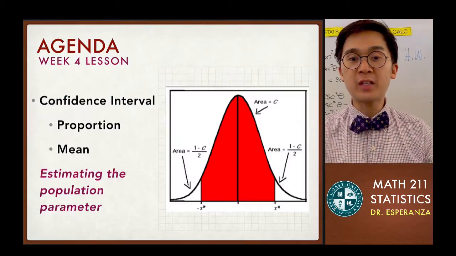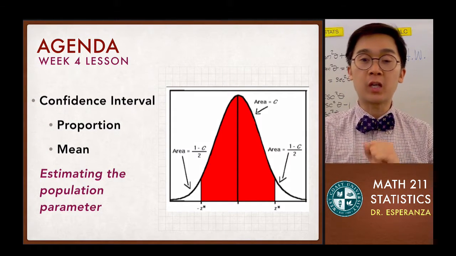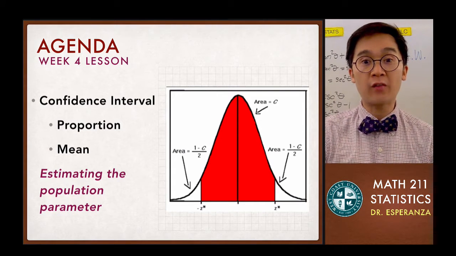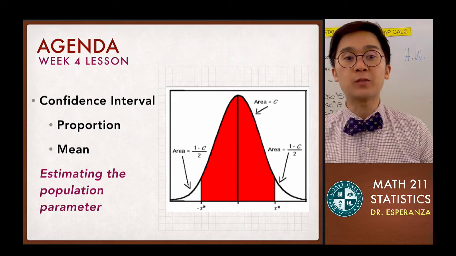So for this week, we're going to be working on confidence intervals, and there are two types of confidence interval that we're going to be computing for, and that would be the confidence interval for the population mean and the confidence interval for the population proportion.